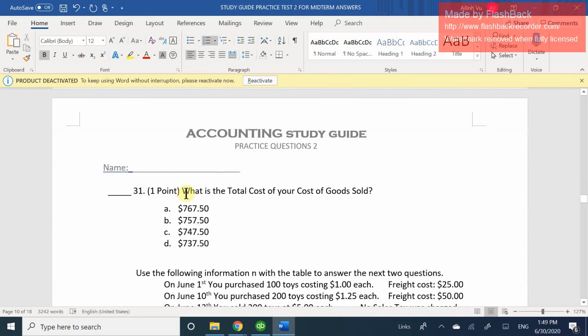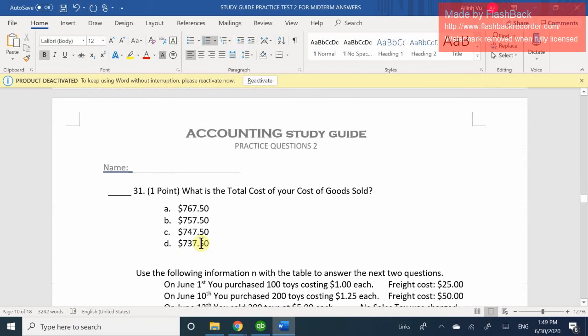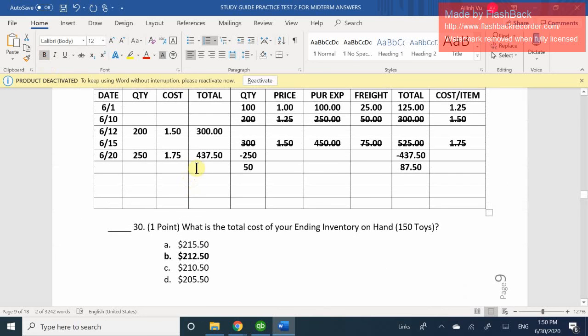And then the next question is, what is your total cost of goods sold? C. $747.50. D as in dog. Okay. 737.50. Yes, because we sold here. If we add this together, right?